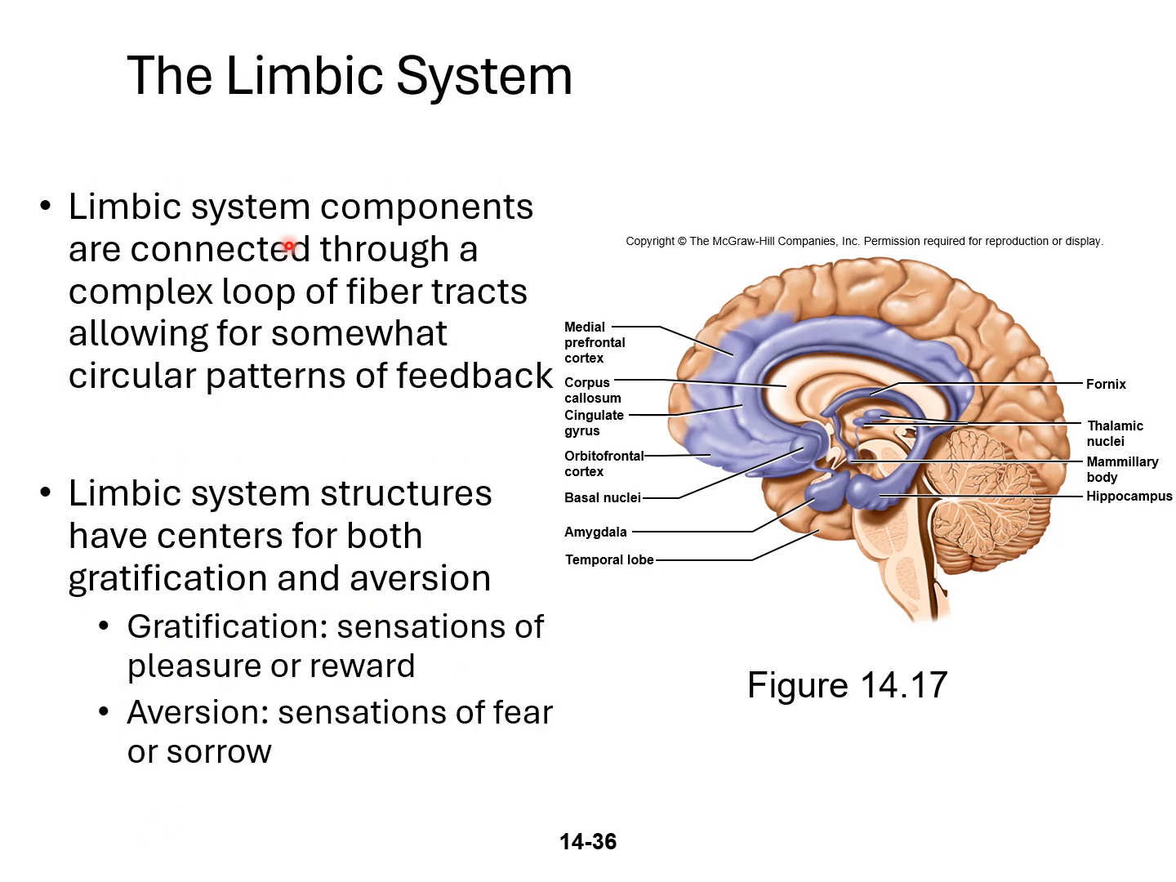So through the limbic system, components are connected through complex loops of fibers, allowing us somewhat circular patterns of feedback. Limbic system structures have centers in both gratification and aversion. Gratification, pleasure or reward. Aversion, fear or sorrow. So that's why most of your memories are going to be tied to some type of emotion.